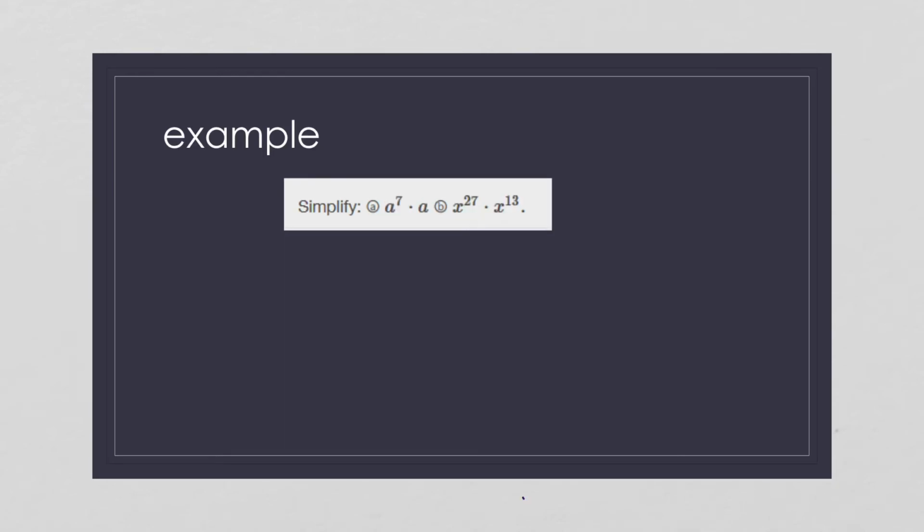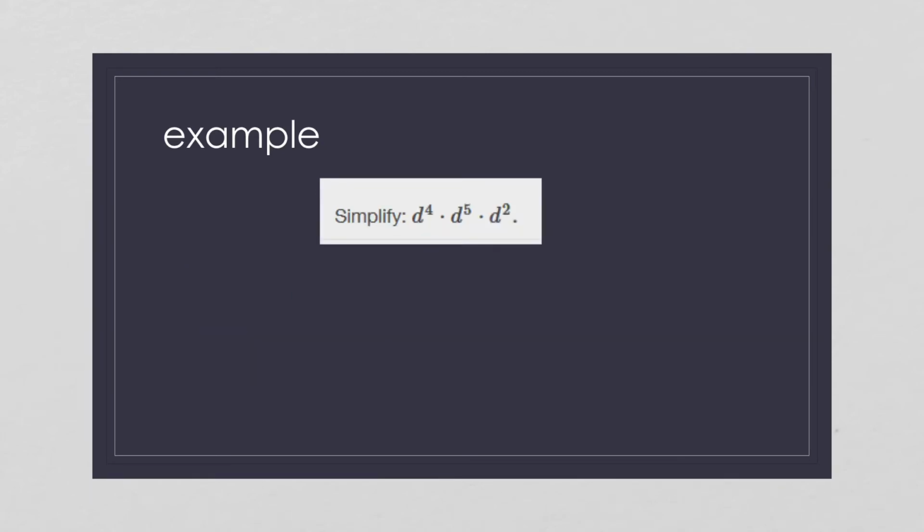All right, on this one, part A, a to the 7th times a. Remember, there's a 1 there. Not usually written, but it is there. That would be a to the 8th power. On part B, we've got x to the 27th times x to the 13th. We have the same base. We are multiplying. We add our exponents together. This is as good as these get.